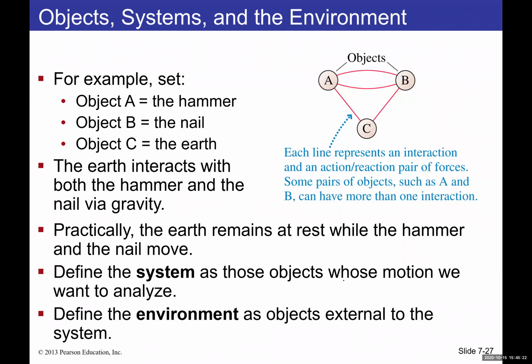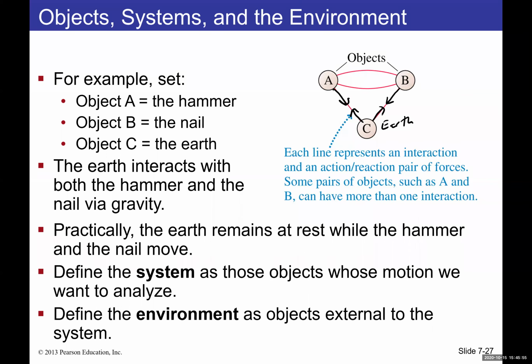All right, so let's look at then a little bit greater detail here. For example, let's say object A is the hammer, object B is the nail, and object C, the Earth. The Earth interacts with both the hammer and the nail through the gravitational force. So let's say this is Earth, so it exerts gravitational force on both of those. But at the same time, both of those objects exert force on Earth with the same force, opposite direction.